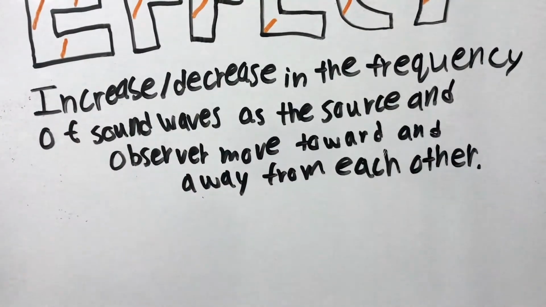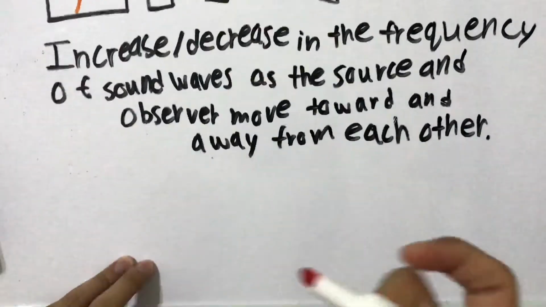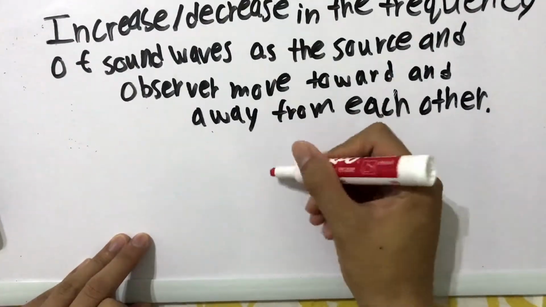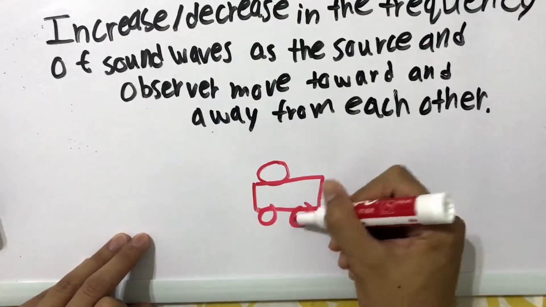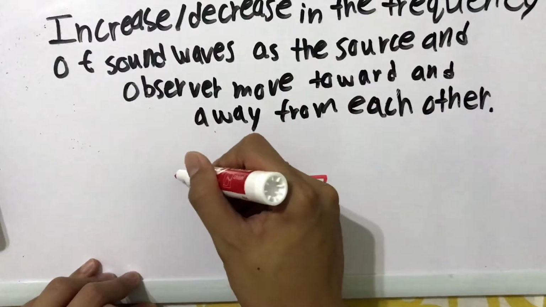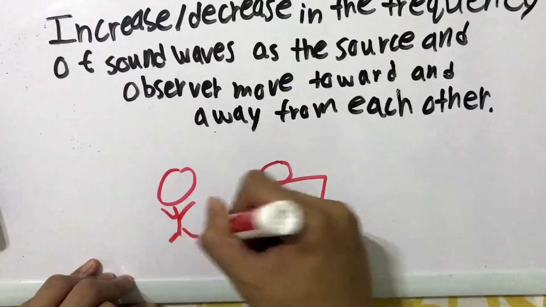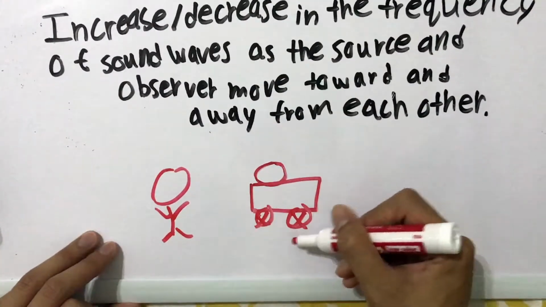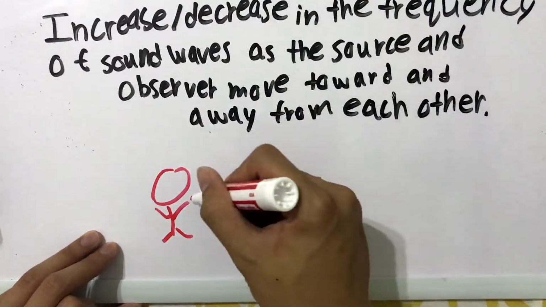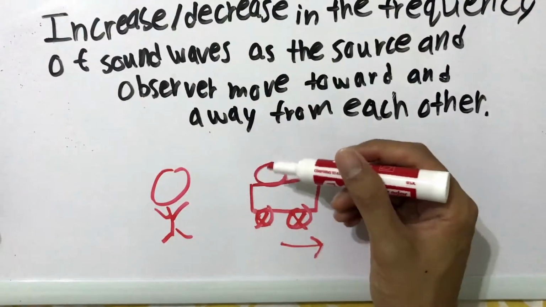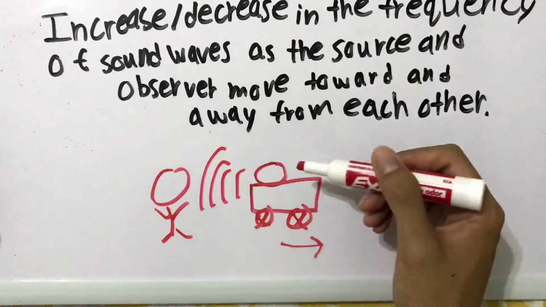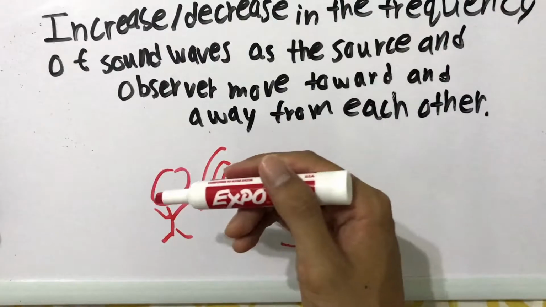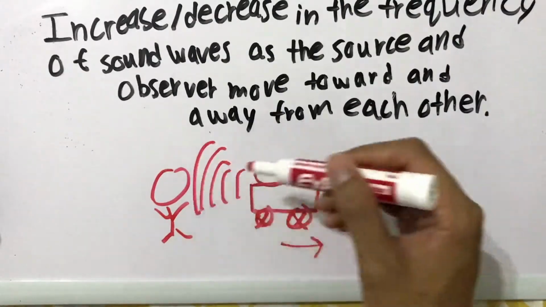So in the previous picture, we can see the source, which is the ambulance. I'll draw it out. So let's say this is the ambulance, and this is Tom. As the ambulance moves away from Tom, the frequency is actually decreasing, because from this position, the ambulance emits a sound wave that has a greater frequency.